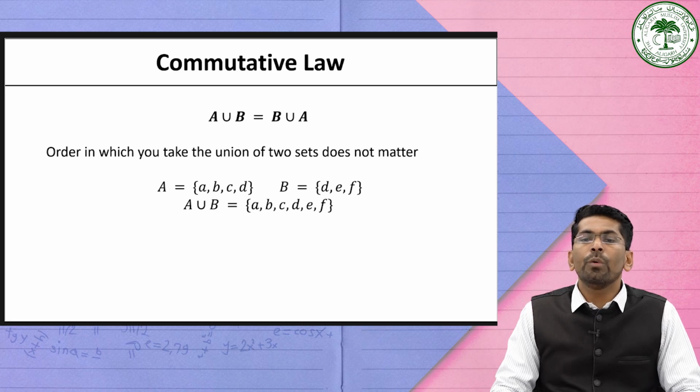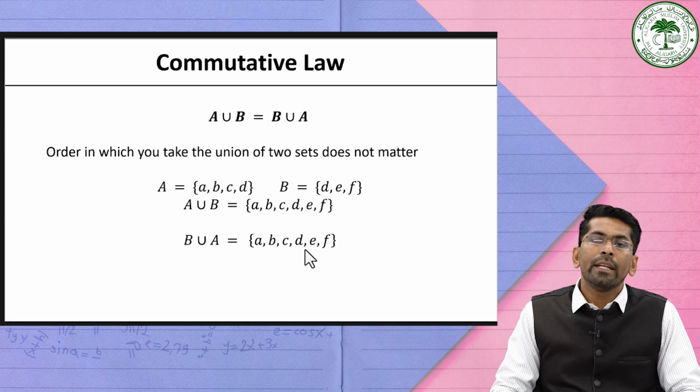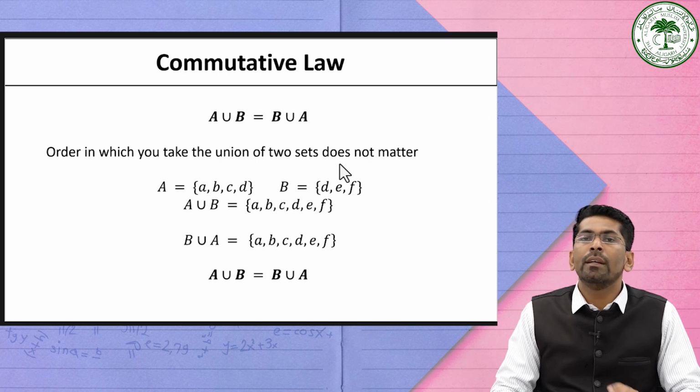Now we are going to prove the commutative law for the union of sets, which states that A union B is equal to B union A. So here we are going to consider B union A, which is the set of all unique elements from both sets. That is also equal to {A, B, C, D, E, F}. Hence we can say that A union B is equal to B union A. So the order in which you take the union of two sets does not matter.